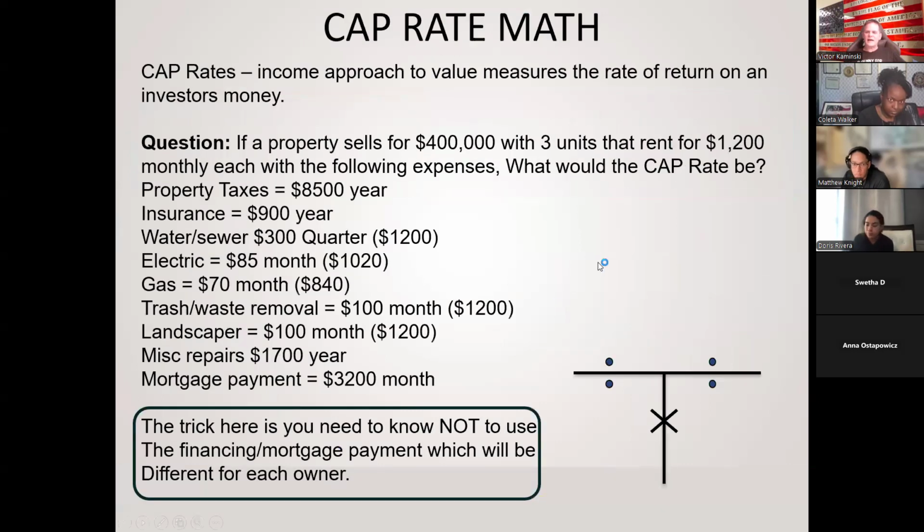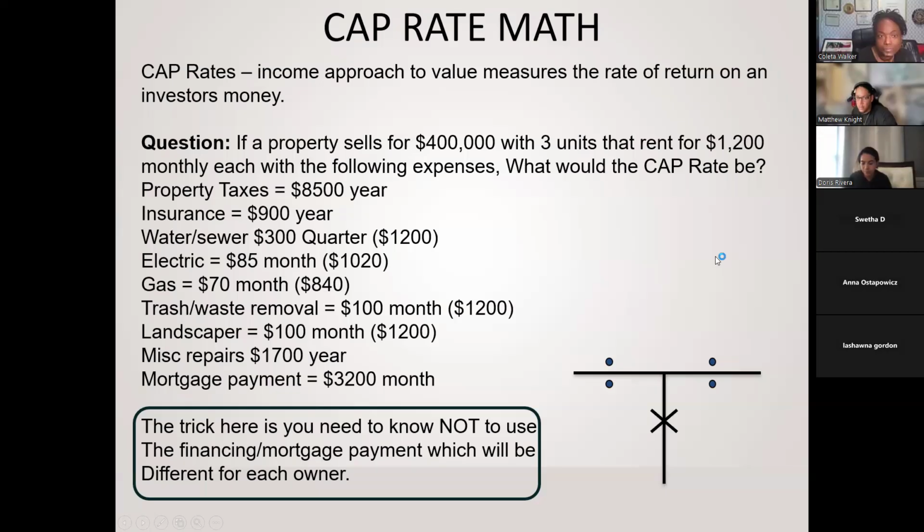All right, so let's get into cap rates now. What is a cap rate? What is cap short for? Capitalization. Capitalization rate. And what is a capitalization rate or cap rate? It's a way of measuring the rate of return on an investor's money.